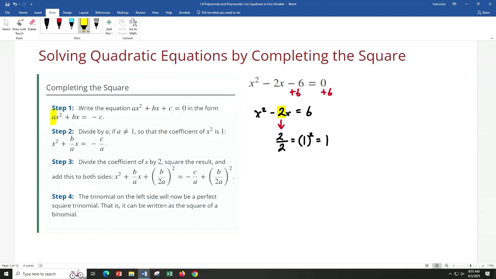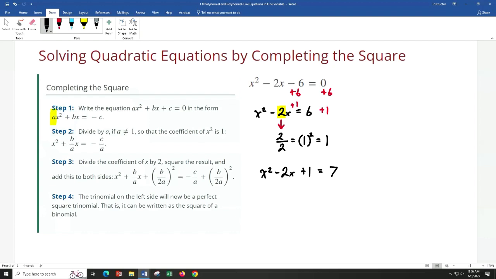Now what we're going to do is take that 1 and add it back to both sides. Notice that's a 1. There's no variable attached to that thing. It's a constant. So I'm going to add 1 here and add 1 to the right-hand side. And once again, I'm going to rewrite. X squared minus 2x plus 1 is equal to, well, 6 plus 1 is just 7.